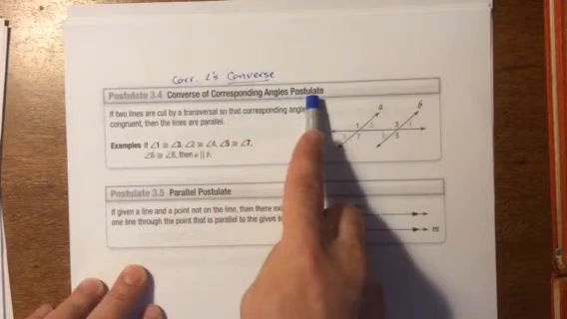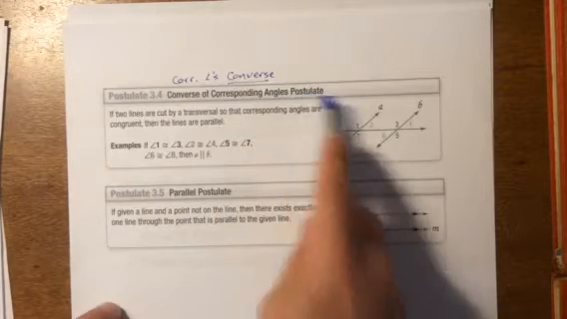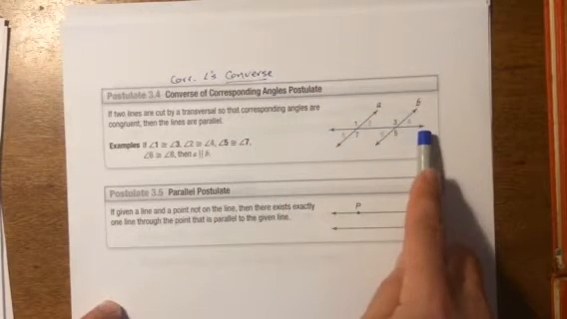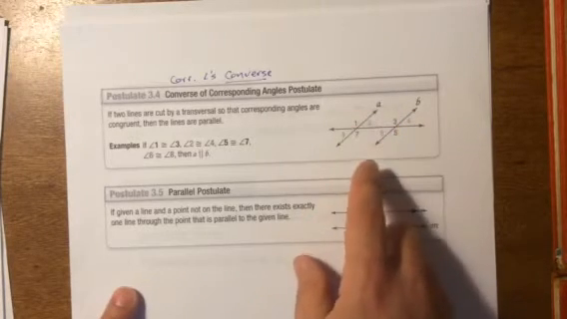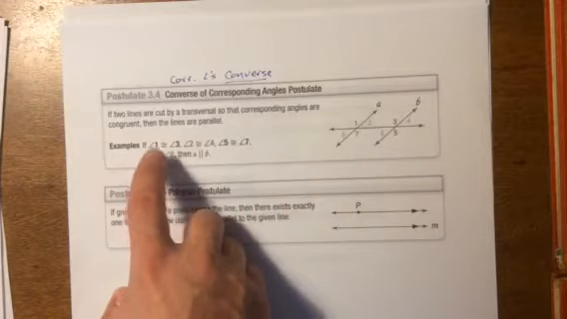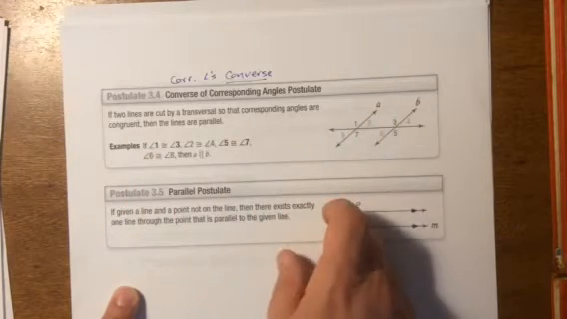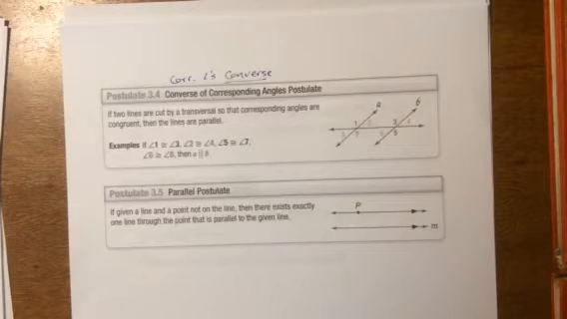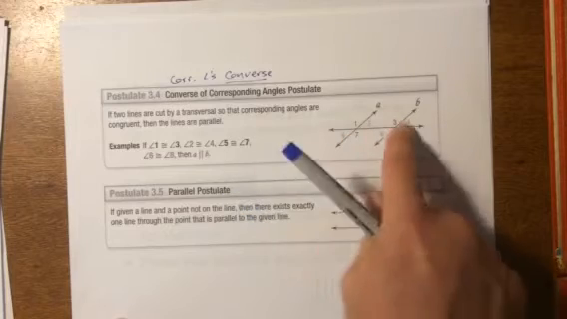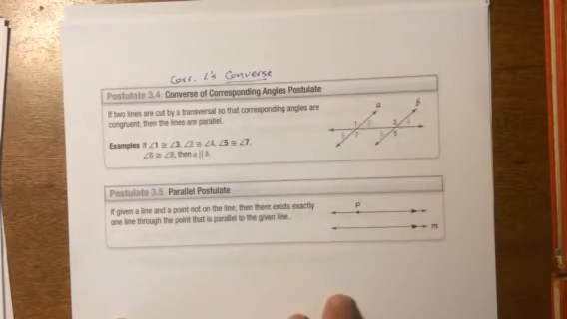The corresponding angles postulate previously said if lines are parallel and cut by a transversal, then corresponding angles are congruent. Well, the converse of that statement says if lines are cut by a transversal such that the corresponding angles are congruent, then I can conclude that the lines are parallel. So all these theorems today are actually just the converses of theorems in the past that we're now using to conclude that lines are parallel. So if the corresponding angles are congruent, we know these lines have to be parallel.